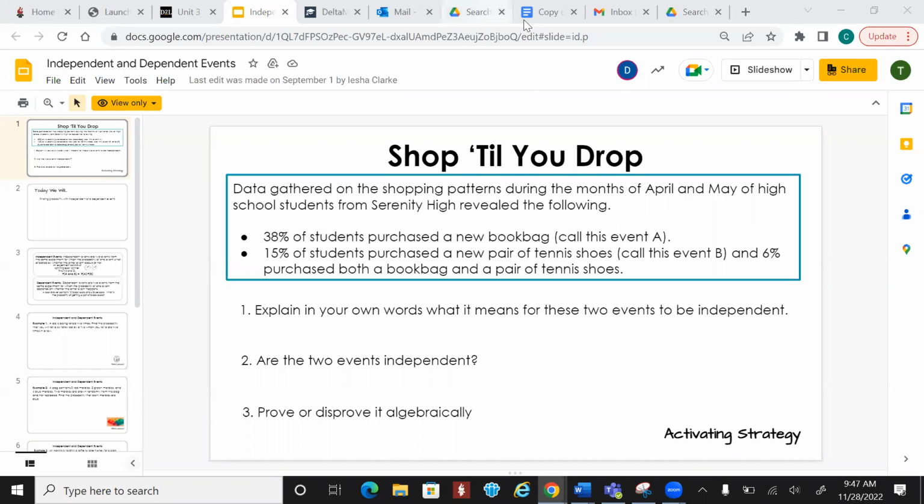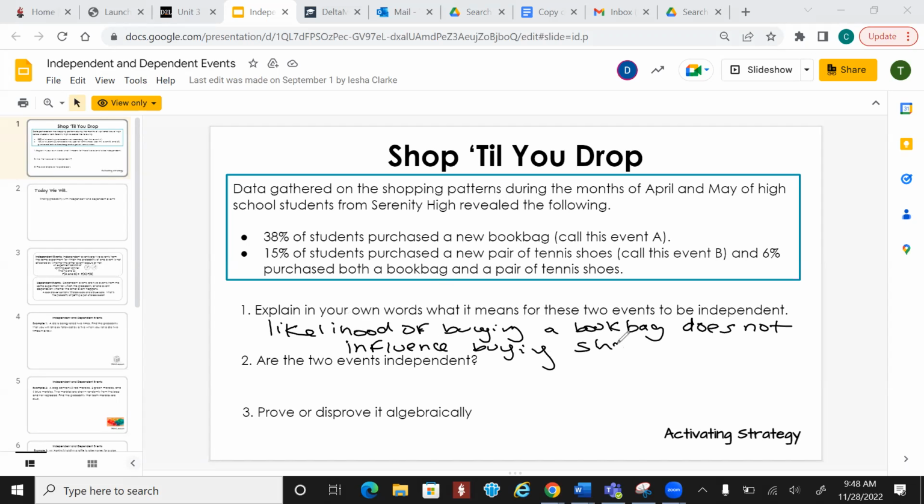So when we do independent events, first of all, what would this actually mean in real world terms? That means that the likelihood of buying a book bag does not influence buying shoes. Okay, that's what it would mean in real world terms. Now let's actually see if that is a true statement.